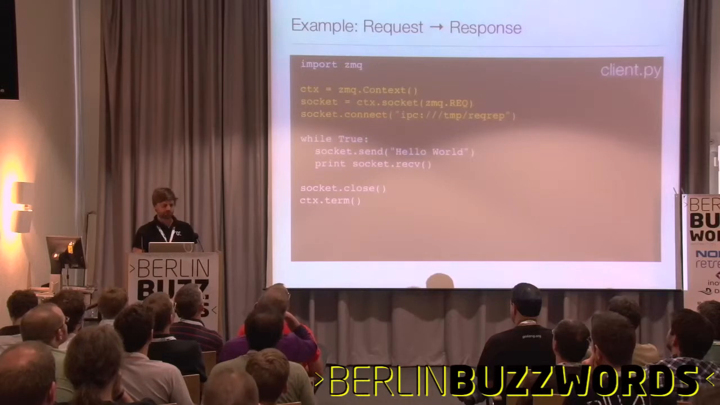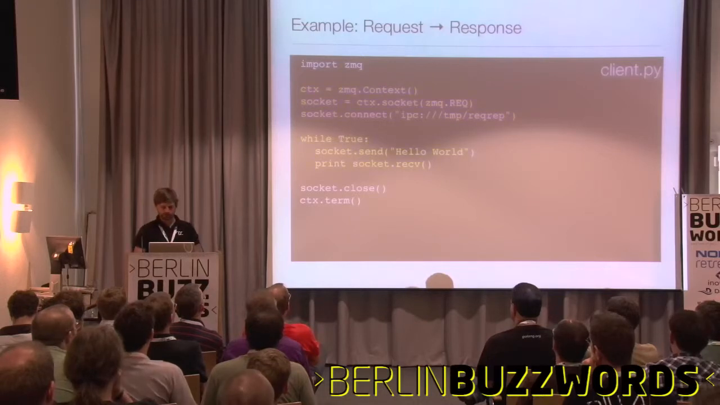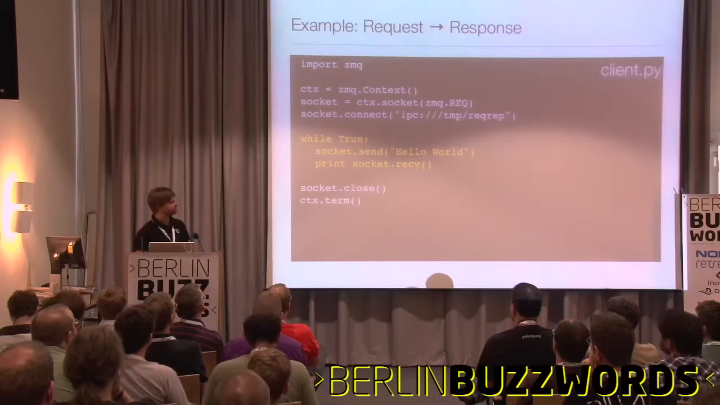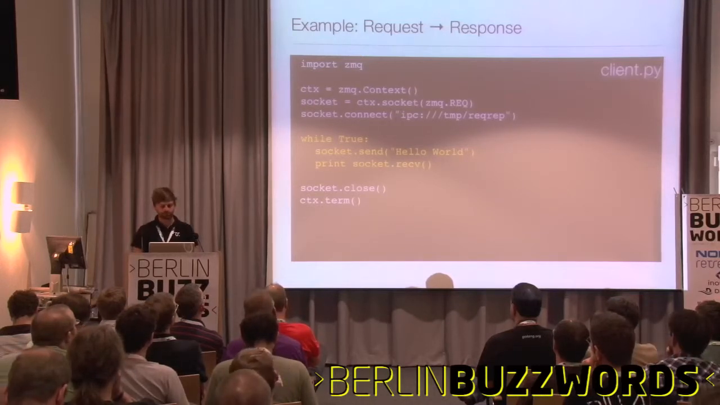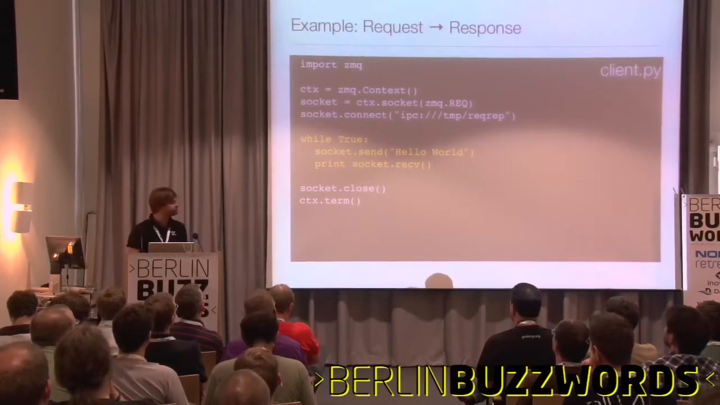It's basically the same code. We again have a ZeroMQ context, then we have a socket, and in this case we create a request socket. We're not binding, but we're connecting to this endpoint. And again, in the loop, we just send the hello world message to the socket and print out the reply. Okay, and now, I hope this is a live demo.